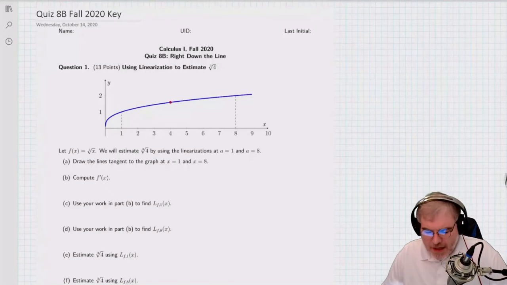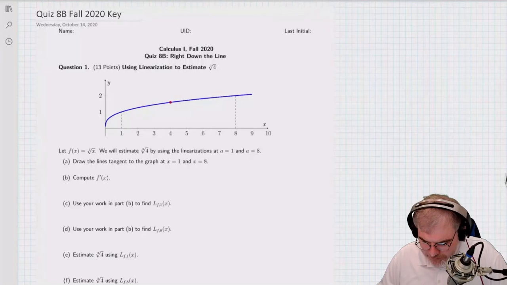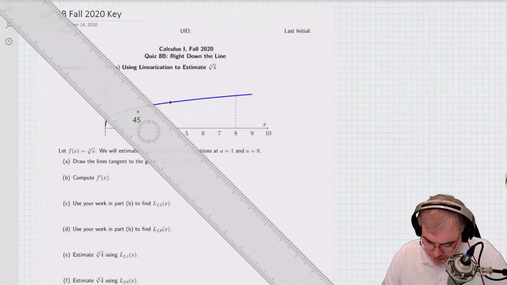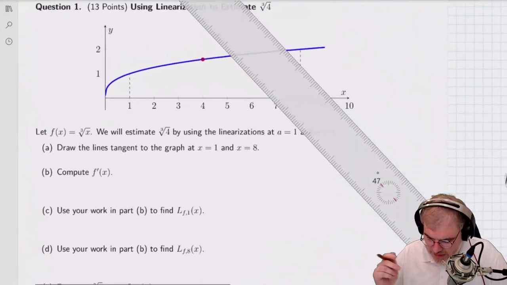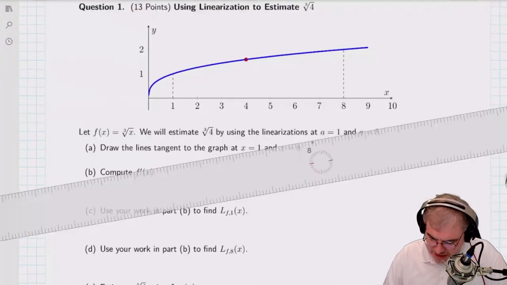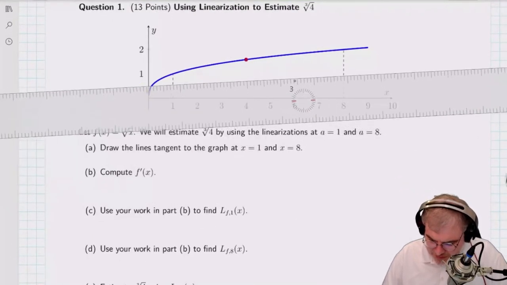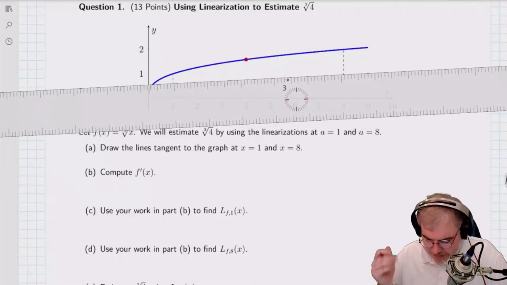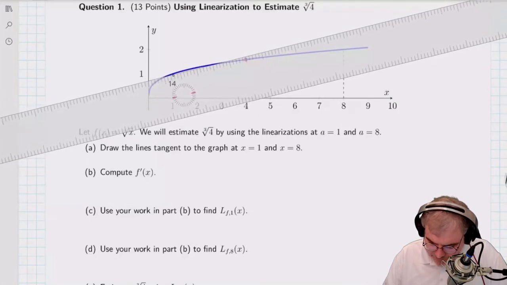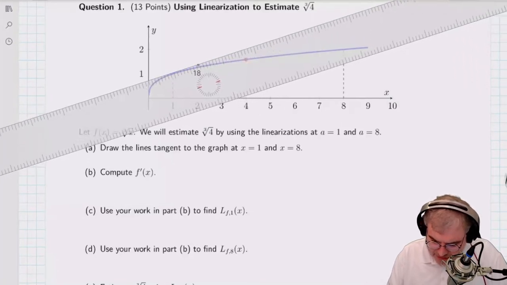So let's look at this quiz. This is quiz 8A, and it's about linearization. And yes, as someone brought up, the title is from an old Rafferty song. All right, so let's see here. We need a little ruler here because the first thing asks us to draw the tangent lines. So note that these are the lines tangent to the graph at x equals 1 and x equals 8. Some people have argued that this should be an A. I don't think so, but either way, the line's tangent to that graph.